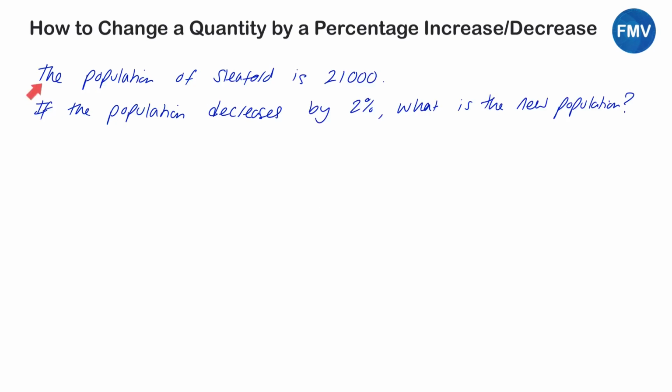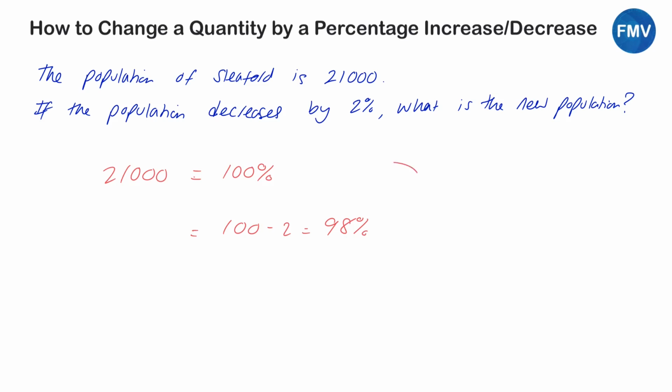Okay, in this question, we're looking at the population of Sleaford. That's a town in Lincolnshire. So the population of Sleaford, let's call it 21,000 people. Now, over time, let's say that population has decreased. If the population decreases by 2%, what is the new population? So if we look at this, 21,000 we know is worth 100%. It's our original amount. Now we want to decrease that by 2%. So we're actually looking at 100 minus the 2%, which gives us 98%.